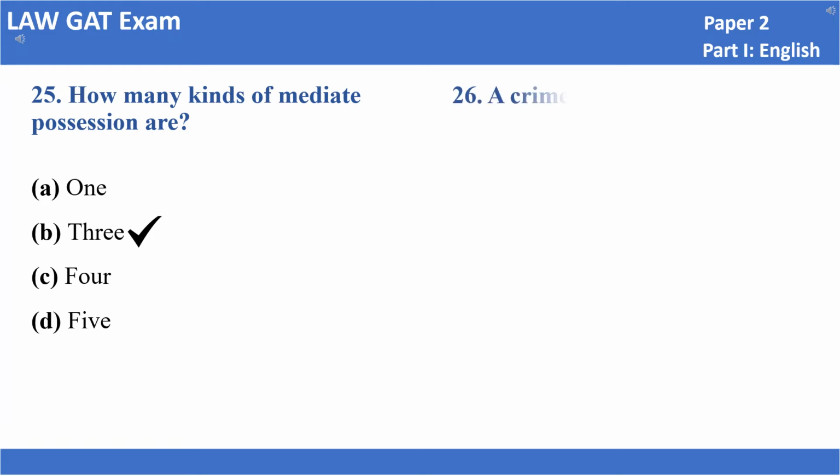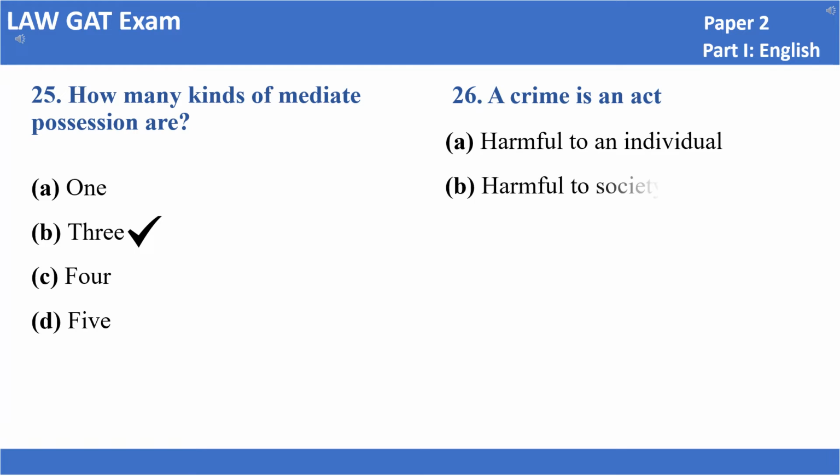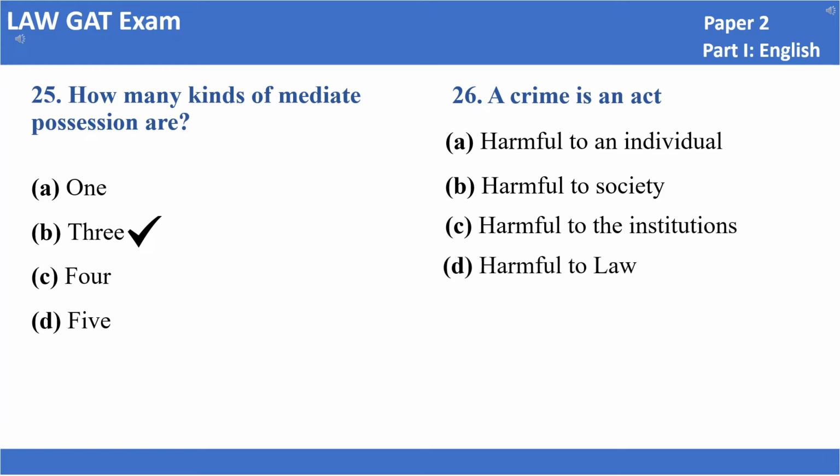A crime is an act, option A, harmful to an individual, option B, harmful to society, option C, harmful to the institutions, option D, harmful to law.